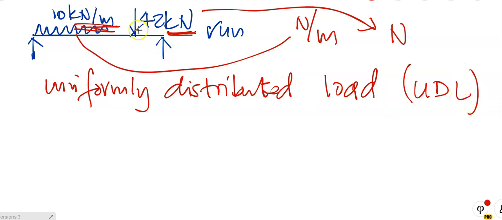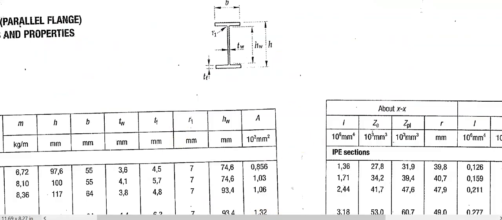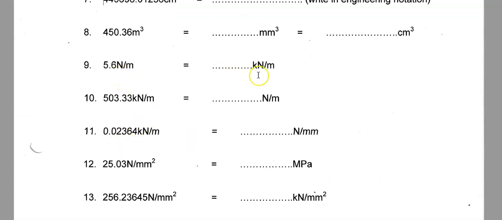So that's a point load or a concentrated load. That's a UDL. A UDL is measured in newtons per meter or kilonewtons per meter. I'll go back to my page. So that there is a UDL, that's a UDL and that's a UDL. Why? It is a force divided by a distance. The question there says convert newtons per meter to kilonewtons per meter, and convert kilonewtons per meter to newtons per millimeter.